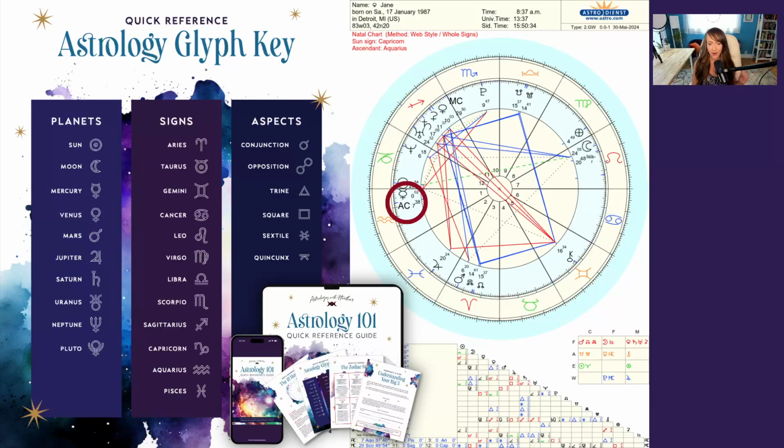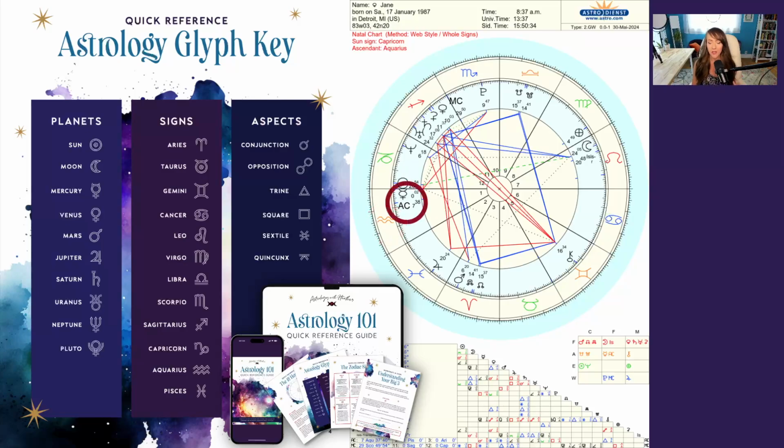The AC represents your ascendant. It is a core component of who you are and the way that you show up in the world. It represents a lot of your major life themes and experiences, and all of this is explained in the Astrology 101 PDF guide. So the sign you see here, right next to the little abbreviation AC, represents your ascendant sign. So you can see that in this chart, the ascendant is in the sign of Aquarius.